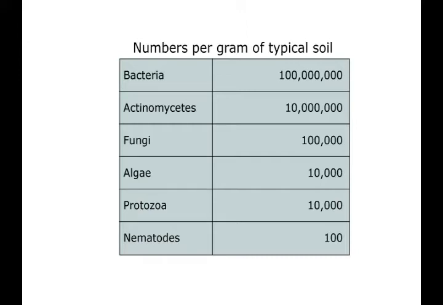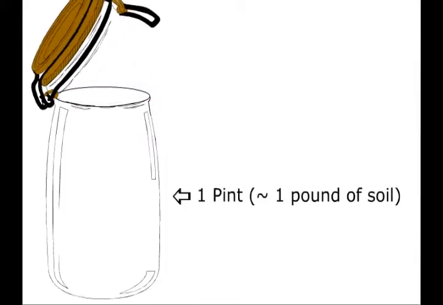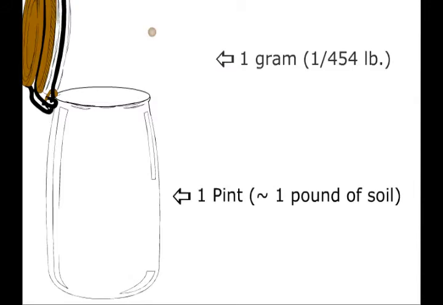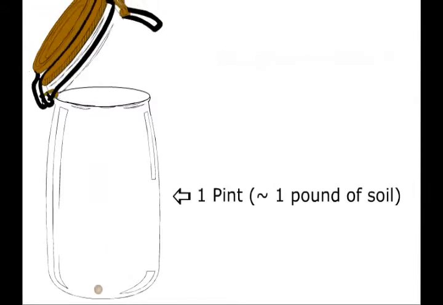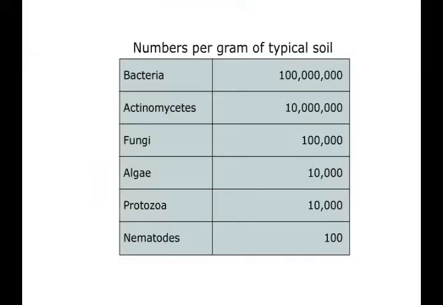Bacteria are often present at approximately 100 million per gram of soil. Remember, a pint of soil weighs about 1 pound, and there are 454 grams in a pound. Actinomycetes are present at approximately 10 million per gram, fungi at 100,000 per gram, algae and protozoa at 10,000 per gram, and nematodes at 100 per gram.